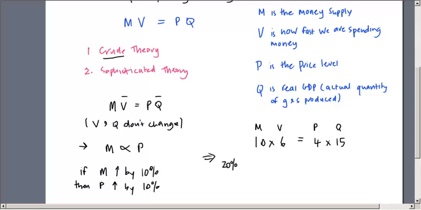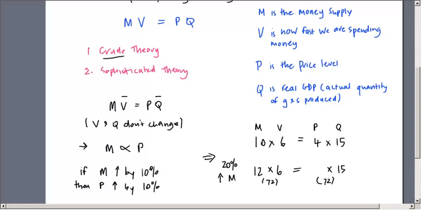Now, if we increase the money supply by 20%, let's do that. 20% of 10 is 2, so that would go to 12. Remember, V doesn't change, so 12 times 6, I think that equals 72, equals something times 15. And we know that's got to equal 72.